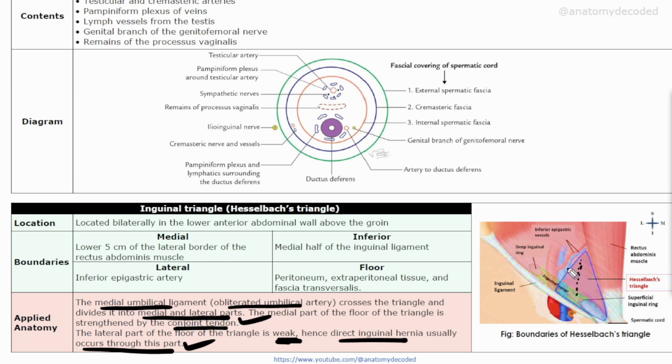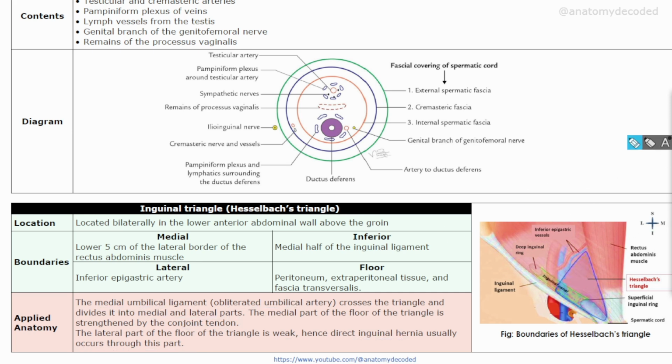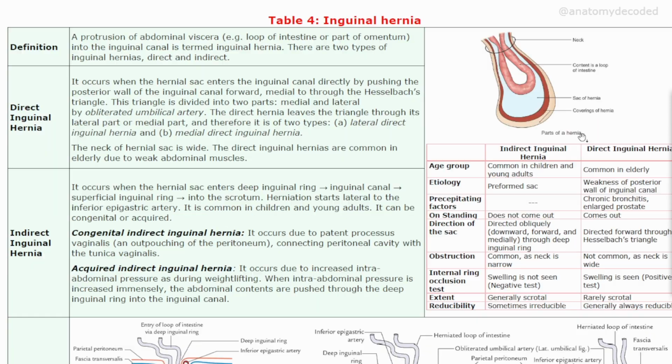When the herniation occurs in Hesselbach's triangle, it is referred to as a direct inguinal hernia, and here also the lateral part is more vulnerable to hernia because the medial part is strengthened by the conjoint tendon. The conjoint tendon, we saw, is the internal oblique muscle fibers arched, and it formed the conjoint tendon in the medial part. So the medial part is strong. So this is the direct inguinal hernia which occurs from Hesselbach's triangle.